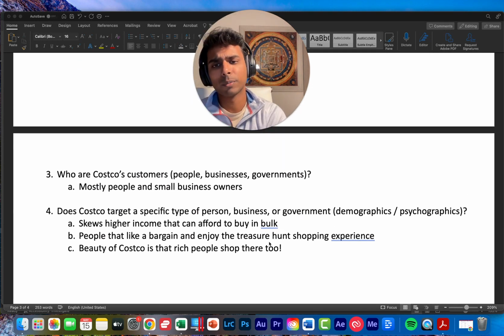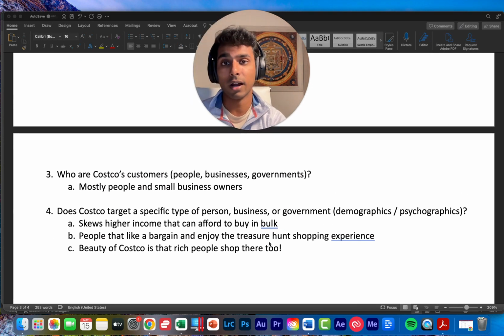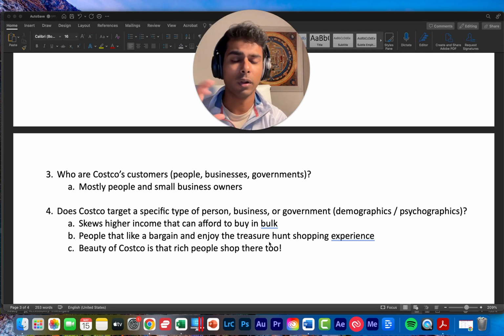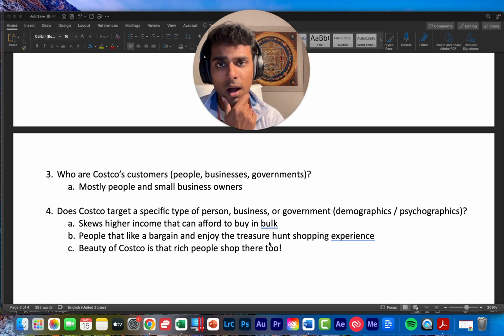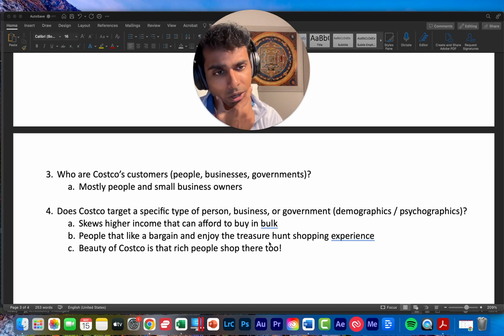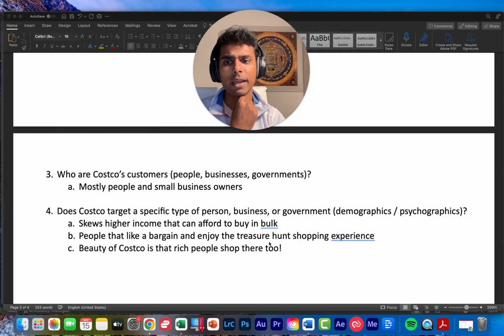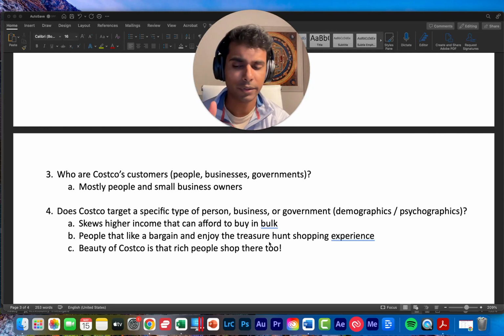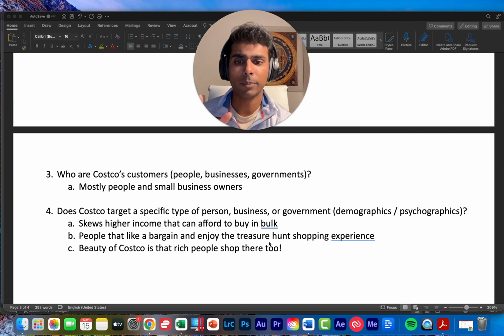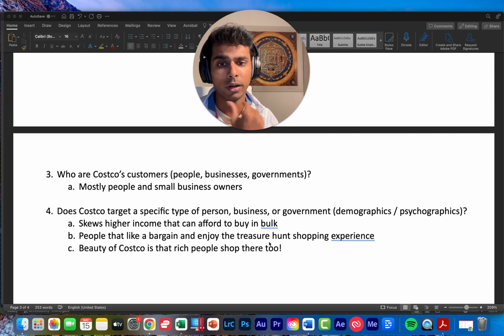So who are Costco's customers? They're not selling to governments really. It's a consumer-facing business, right? It's mostly people and small business owners. And does Costco target a specific type of person, business or government? Demographics, psychographics. Yeah, I think it skews, and I didn't include this in the document, but it skews a little bit higher because people have to be able to afford to buy in bulk, right?